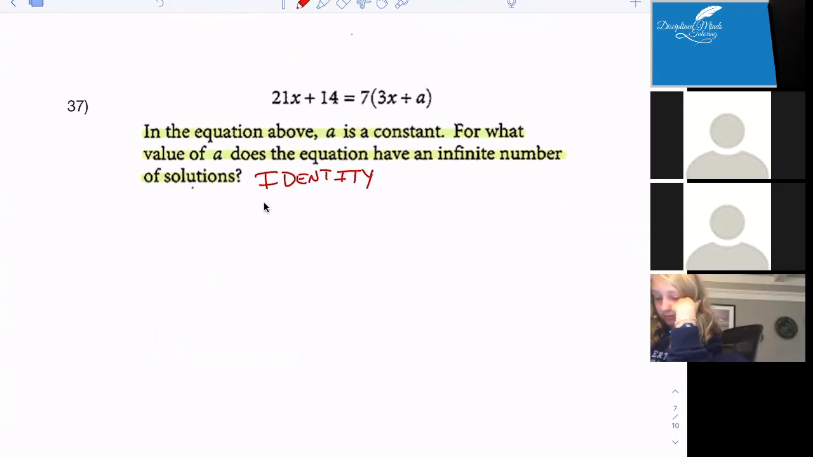Come on now, you've got to pay attention. All right, this is the thinking question. It's got to be an identity. That means it has to be exactly the same. So now, if I were to distribute here, what does that become? 21x. 21x. No, wait, 21x plus what? 7a.